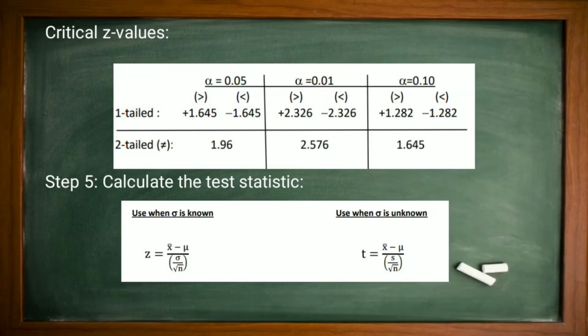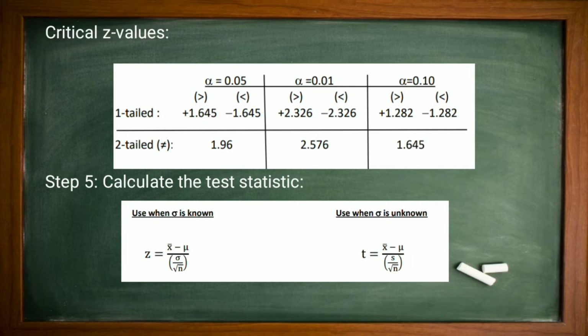Okay, so ito po pala yung ating critical z values. Kung makikita nyo po, meron tayong alpha value. Meron tayo dyan 0.05. And then, kung makikita nyo po, meron dyan less than and greater than, and then, one-tailed and two-tailed. Okay, sa 0.05, meron dyan positive 1.645 and negative 1.645. And then, sa two-tailed naman po, merong 1.96.